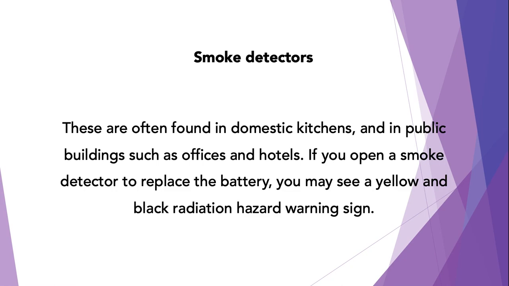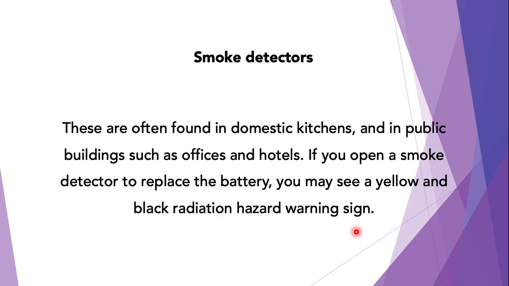Okay, so we have smoke detectors. These are often found in domestic kitchens and in public buildings such as offices and hotels. So if you open a smoke detector to replace the battery, you may see a yellow and black radiation hazard warning sign. The radioactive material used in smoke detectors is americium-241, a source of alpha radiation.